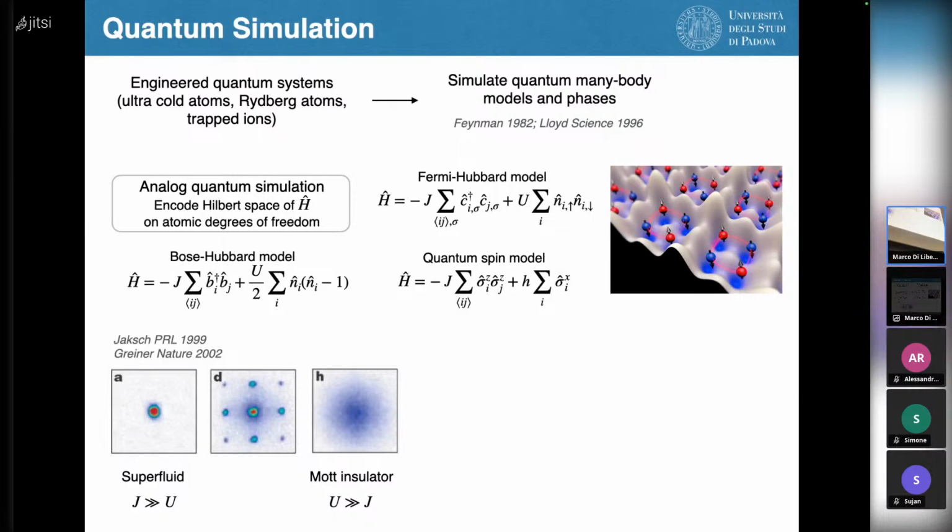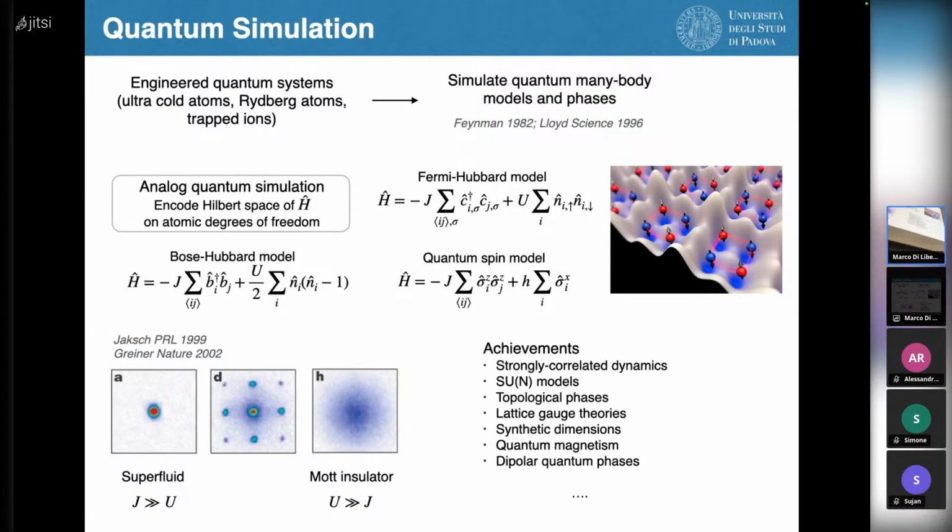Since the beginning, when the high controllability to get a quantum phase transition was proven, now we have in the toolbox the possibility to control and understand many realms of many-body physics, from strongly correlated dynamics that are hard to compute with numerics, to SU(N) models, topological phases, lattice gauge theories, and so on and so forth.